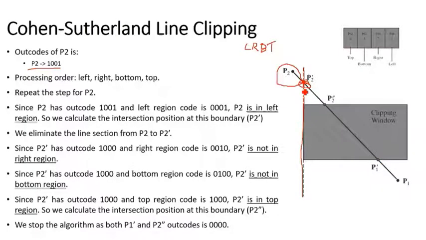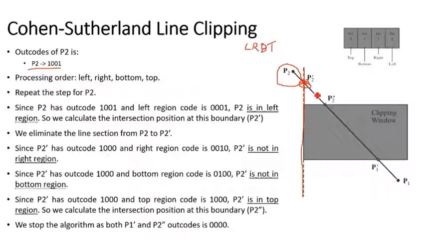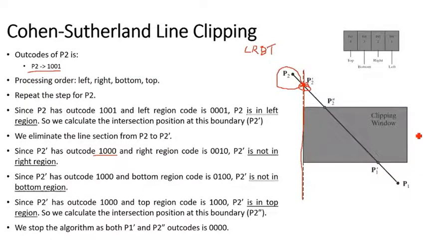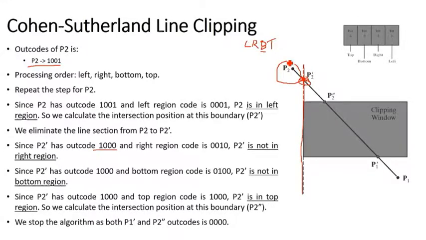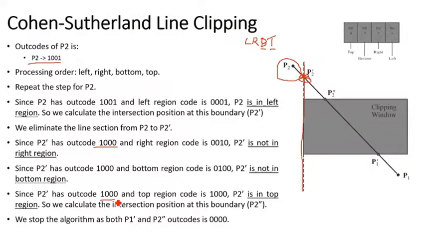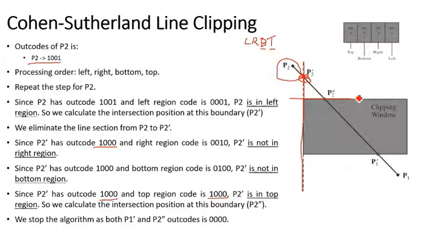Now I'll calculate the outcode of P2 dash. So the P2 dash is in the top region. So the outcode will be 1000. Now this 1000, I already did it with left. I'll go and see if it is in the right region. It is not in the right region. So I'll go to the bottom region. It's not in the bottom region. So I'll go to the top region. If you see, the top region's outcode and the P2 dash outcode are the same. That's why I need further clipping with respect to the top edge of the clipping window.